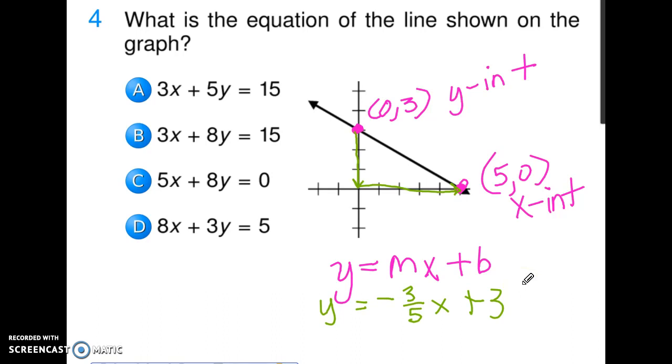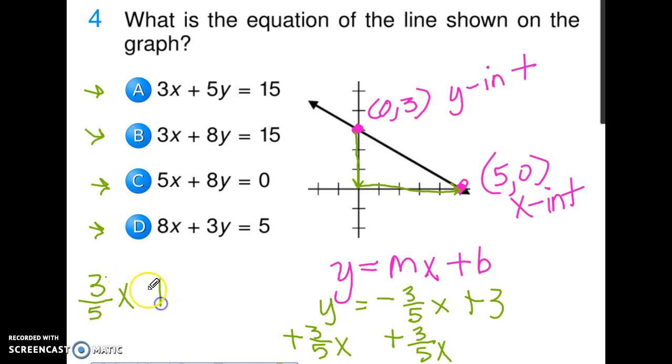I can do this 2 ways. I can change each one of these into slope-intercept form and see which one matches this. Or I could add 3/5 x to both sides and write down 3/5 x plus y equals 3.